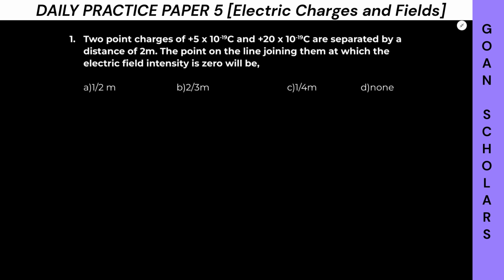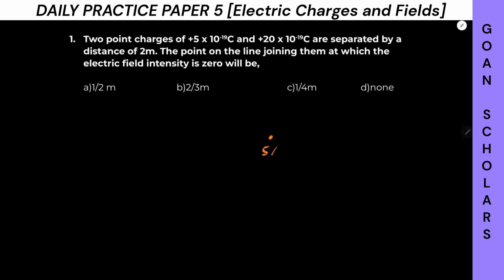Let's start with practice paper 5. Question number 1 says two-point charges 5 × 10^-19 and 20 × 10^-19 are separated by a distance of 2 meters. The point on the line joining them at which the electric field intensity will be 0. So you have to find that point where the net electric field intensity due to both the charges becomes 0. So let's draw a rough diagram.